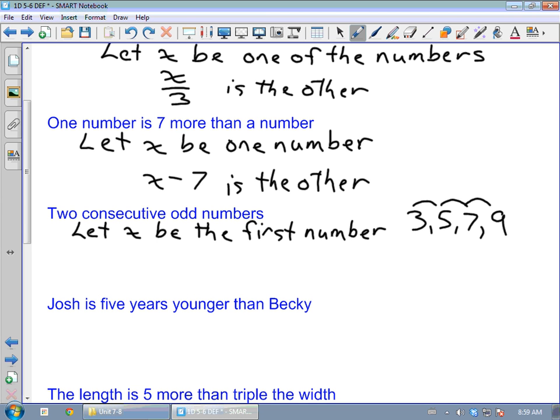If x is my first one, how do I get to my second number? Like, let's say I'm starting at 3. What would an expression be that would get me to 5? What kind of operation do I have to do? Yeah, I have to add 2. So if the first one is x, x plus 2 is the second. And I have to add 2, so I skip over that even number in between. Okay?